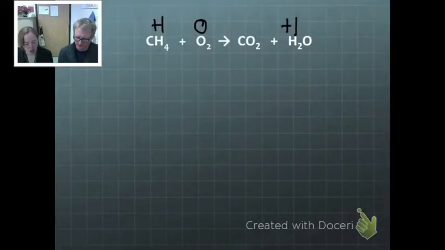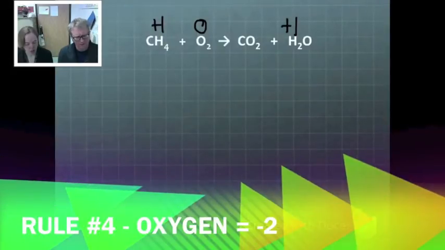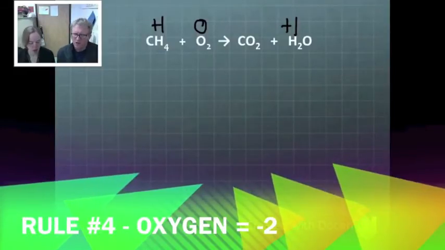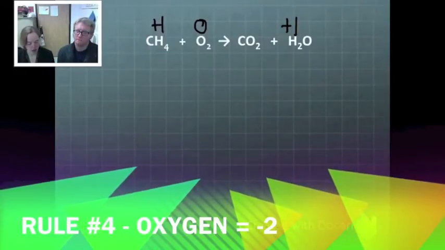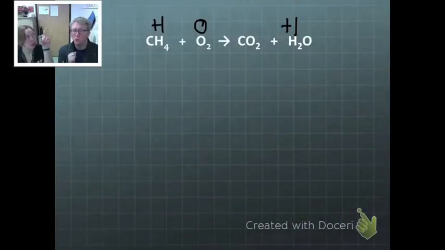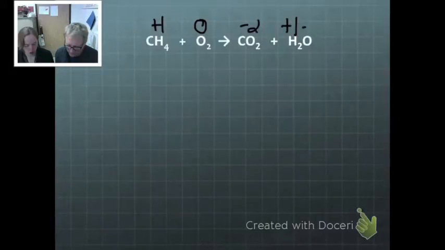Okay. So after hydrogen, what's our next easy rule? After hydrogen there was oxygen, right? So what was my rule for oxygen? Oxygen is always -2. It's just like it is on the periodic table. Oh, that's handy. Okay, so oxygen is always -2 unless it's by itself, which is why that one was 0. So I've got -2 right there, and I've got -2 right there.